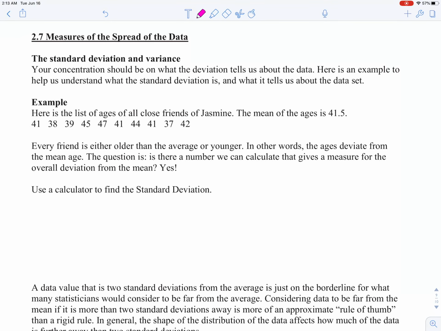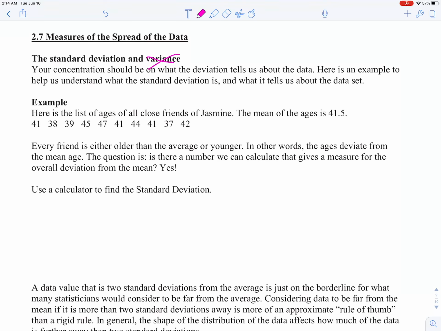All right, now on to 2.7. So we talked about how to look at the center of data with means and medians and modes. Now we're going to talk about the spread of data. How are these data points spread out? So we're going to use standard deviation and variance. Mostly we're going to actually use standard deviation. We're not going to really use variance, but I'll show you anyway.